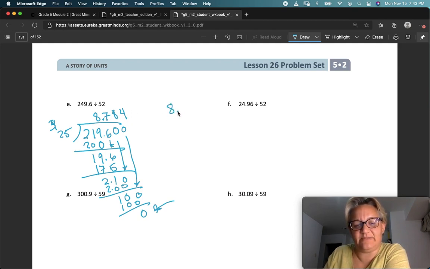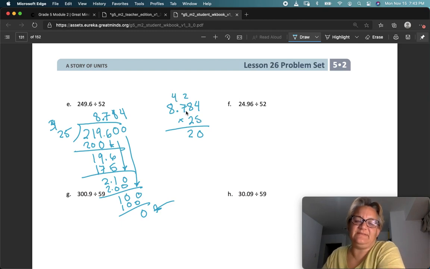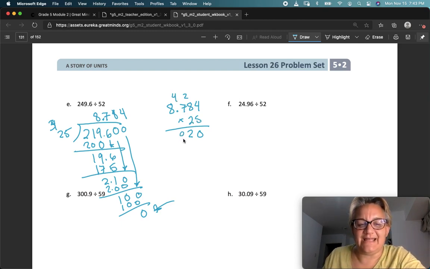So now I have to multiply 784 thousandths times 25 to check my work. 5 times 4 is 20, so carry the 2. 5 times 8 is 40 plus 2 is 42, carry the 4. 5 times 7 is 35 plus 4 is 39, carry the 3. 5 times 8 is 40 plus 3 is 43. Okay, then the 2. 2 times 4 is 8. 2 times 8 is 16. Carry the 1. 2 times 7 is 14 plus 1 is 15. Carry the 1. 2 times 8 is 16 plus 1 is 17.